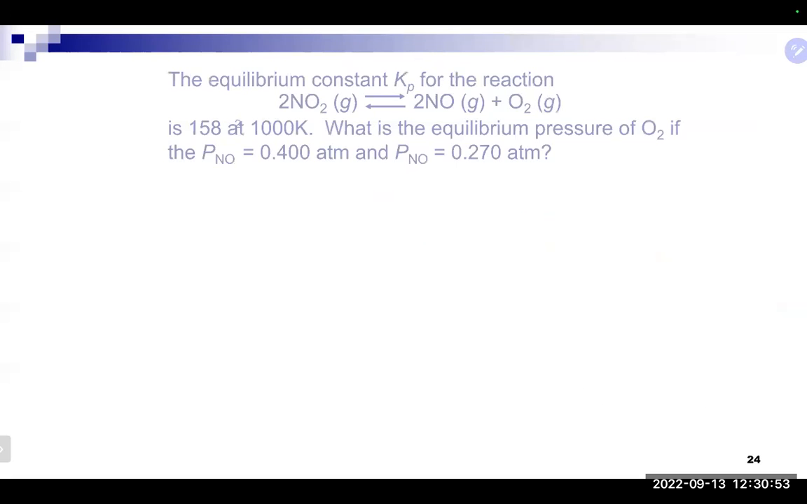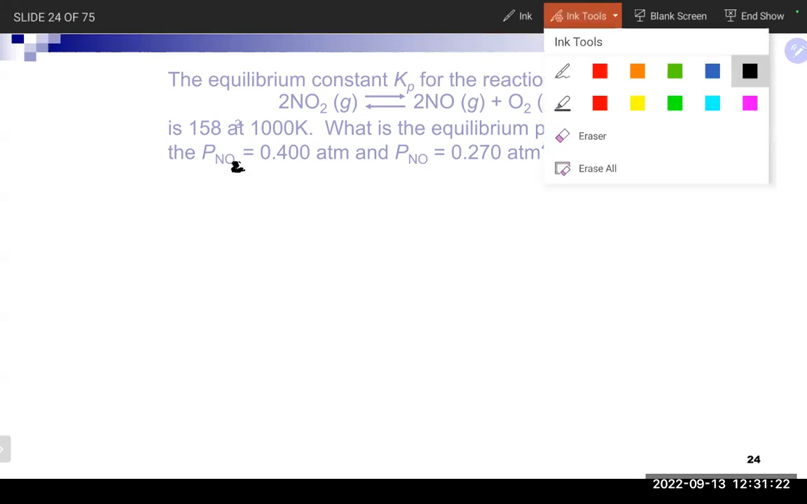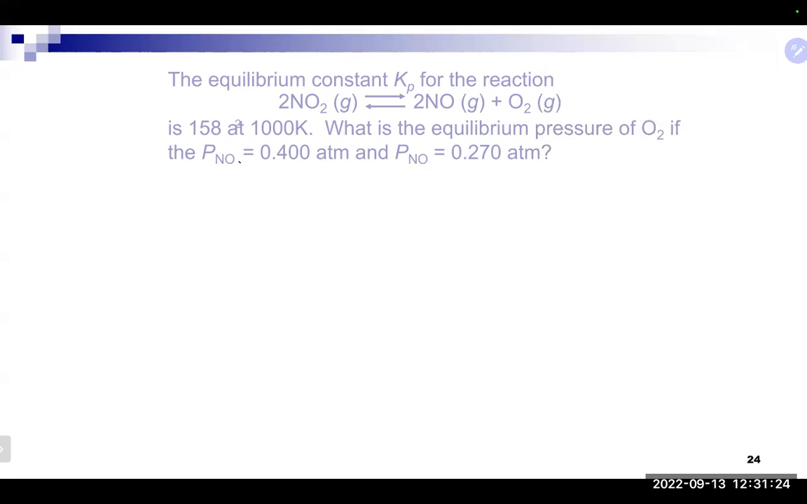All right, so let's try another one here. The equilibrium constant Kp for this reaction is 158 at 1,000 Kelvin. What is the equilibrium pressure of O2 if the pressures are given? That first one actually should be NO2, and that might make it easier. The second one will be NO, so I think you need to add the 2 there. Okay, it's the NO2, that one. All right, take a minute and see what you come up with here.